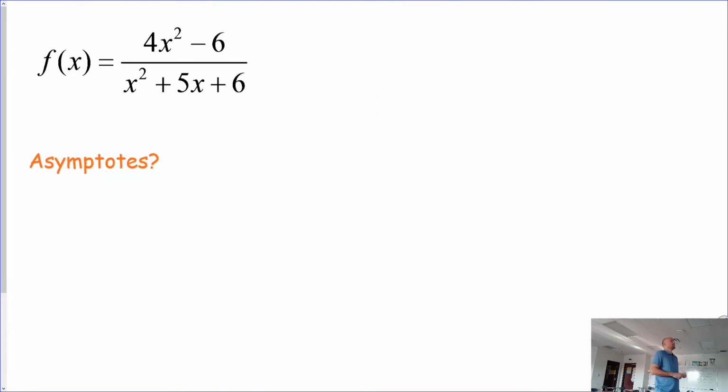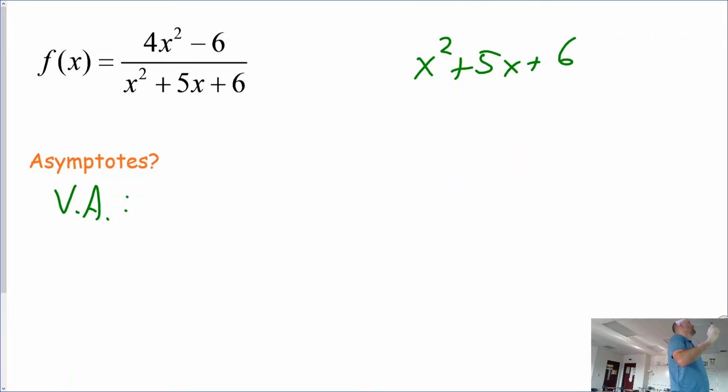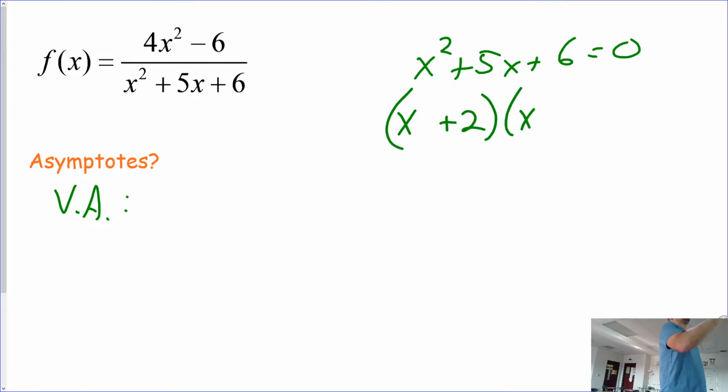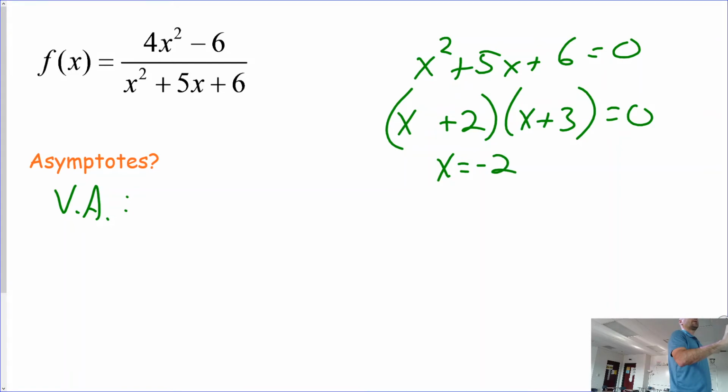Okay, so looking at this example, vertical asymptote. We're looking for the zeros of the denominator only. All right, so I'm setting the denominator equal to 0. I want to know what x values make that happen. So I'm going to factor this. I like x plus 2, x plus 3, x equals -2, x equals -3.